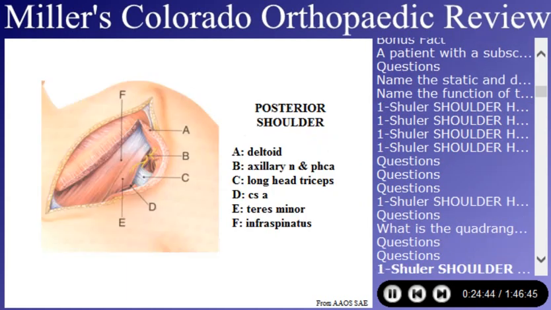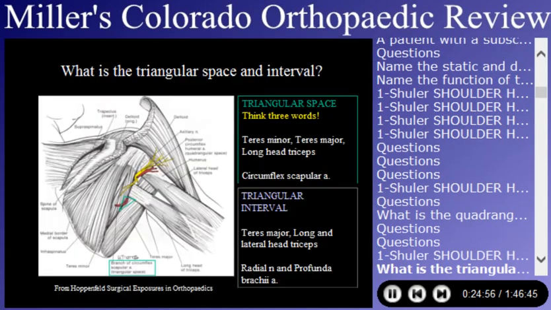Posterior shoulder, just label those. A is deltoid. B, axillary nerve, posterior humeral circumflex artery. C, long head of triceps. D, circumflex scapular artery. E is teres minor. F is infraspinatus. Triangular space shown here.